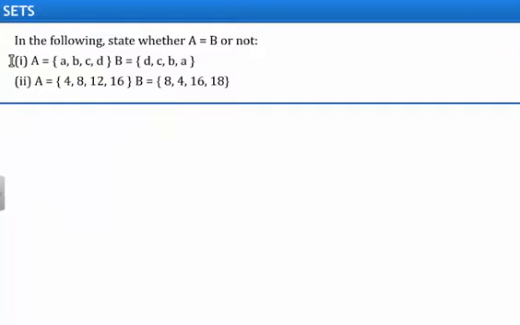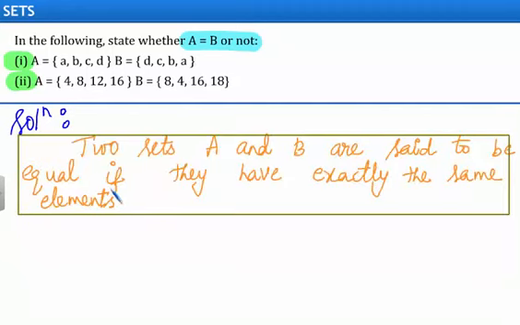In this problem, we are given two pairs of sets A and B in each part of the problem. We need to state whether A is equal to B or not in each case. Let us see the solution of the given problem. Before proceeding on with the solution, let us recall the definition of equal sets. Two sets A and B are said to be equal if they have exactly the same elements.